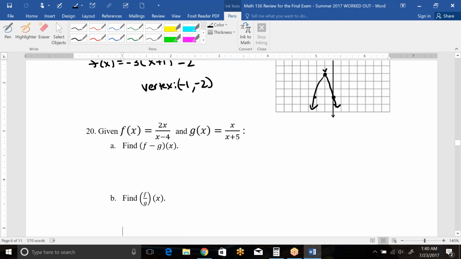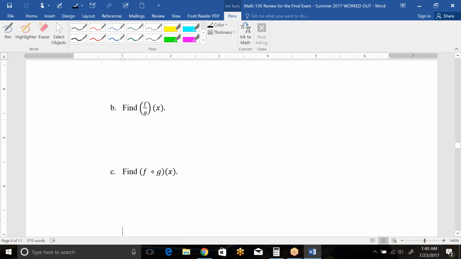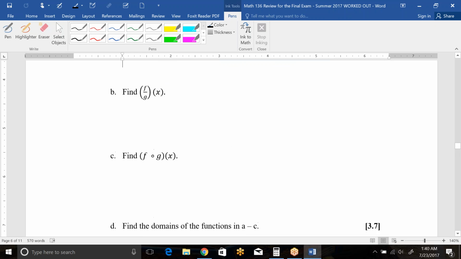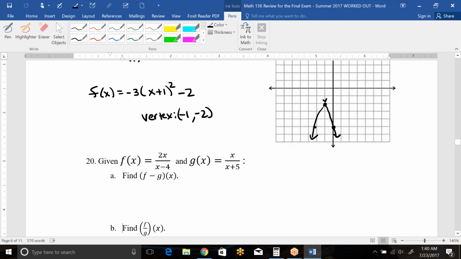For number 20, we have a couple different parts. We're going to be subtracting these two fraction functions together, these rational functions. We'll be dividing them, composing, and then we're going to talk about the domains of A through C. So let's start with part A, which has us subtract these two fractions from each other.